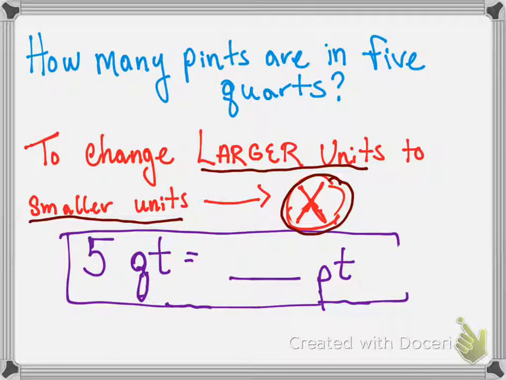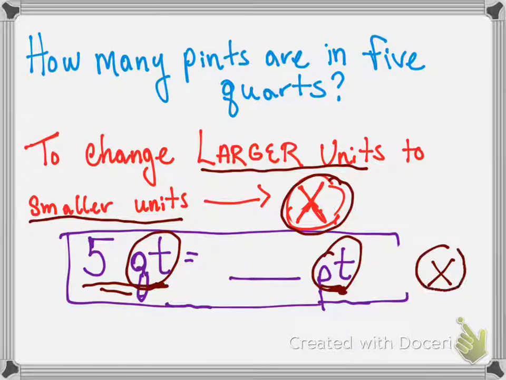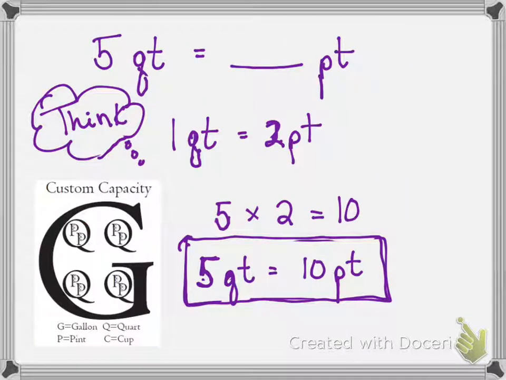So let's look at this example. 5 quarts is equal to how many pints? A quart is bigger than a pint. Those 2 units, the quart is a bigger unit than the unit pint. So we know that we're going to have to multiply to get to this answer. Well, we need to think about this. 5 quarts is equal to how many pints?